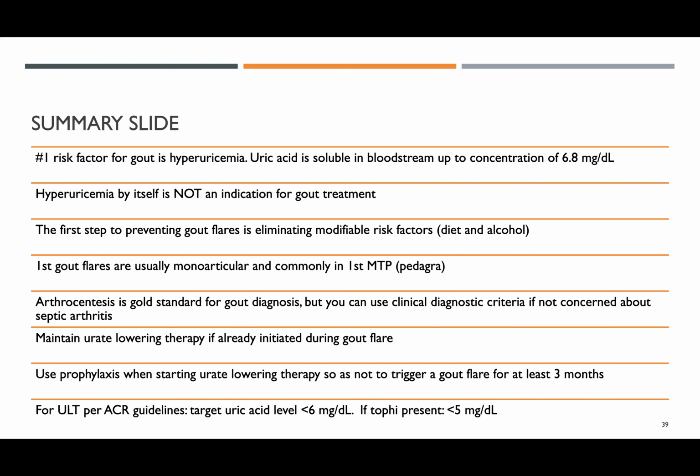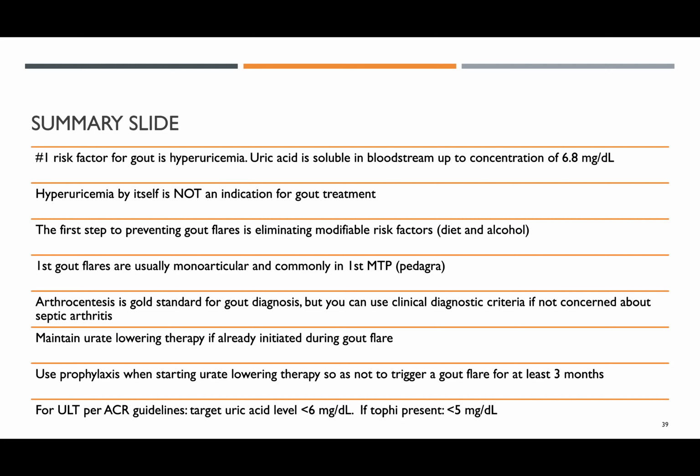Spotting a gout flare usually is going to be monoarticular, and in the first MTP, that podagra. Arthrocentesis is the gold standard, but you can use clinical diagnosis if you're not worried about septic arthritis. Maintain urate-lowering therapy if initiated before a flare.